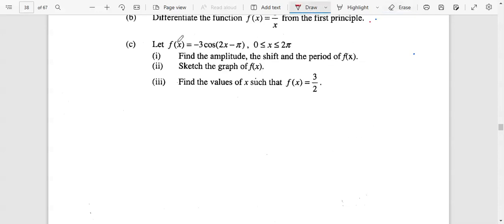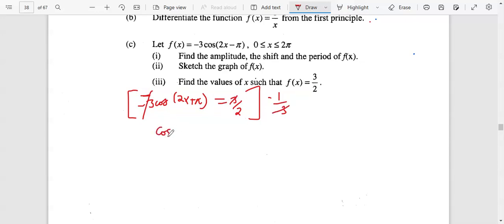So now let's solve the equation. F of x is 3 over 2, so I'm going to say negative 3 cos(2x plus pi) is equal to 3 over 2. I'll divide both sides by negative 3. Dividing both sides by negative 3 is the same as multiplying both sides by negative 1 over 3. If I multiply 1 over 3 by this, it will cancel. Then this 3 will go with this one, so we remain with cos(2x plus pi) being equal to negative 1 over 2.